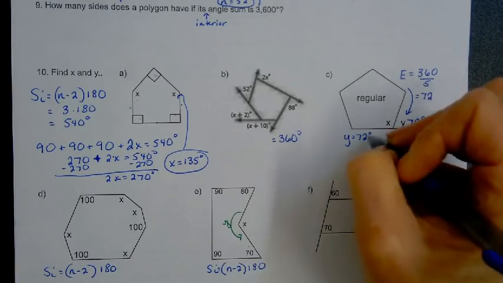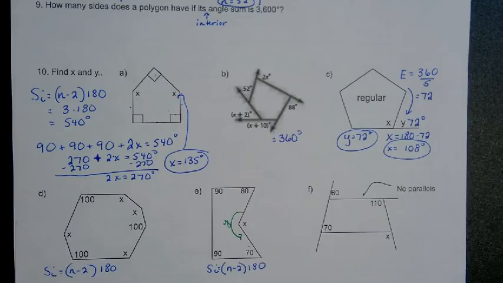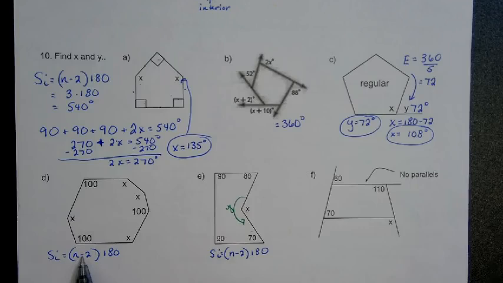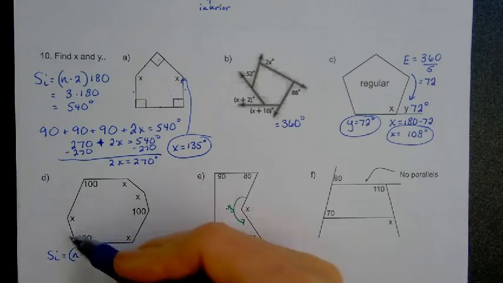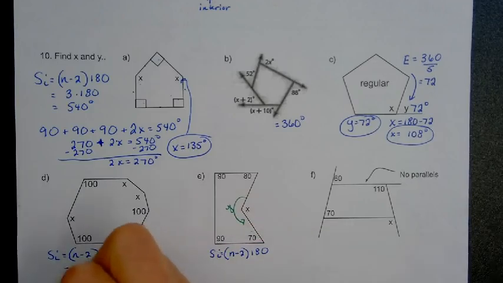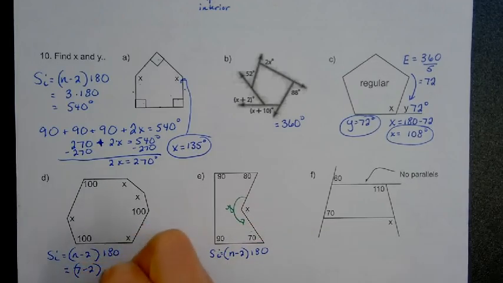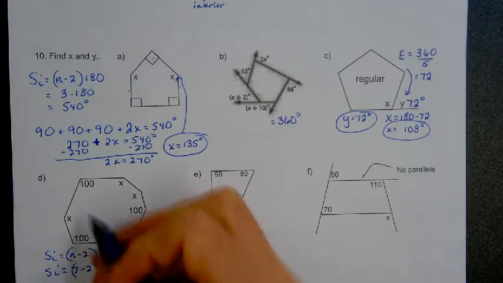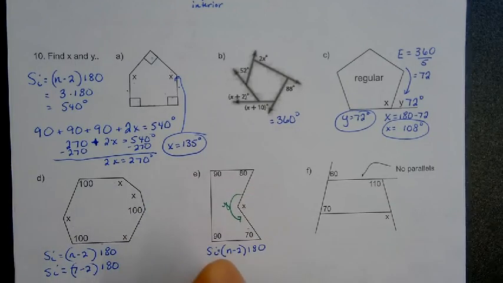Okay, letter D, find the interior angle sum here by using the number of sides, which is 1, 2, 3, 4, 5, 6, 7. So we'll use 7 in here and evaluate this for the interior angle sum. And then make your equation. So you have 100 plus 100 plus 100 plus 4x should equal whatever that interior angle sum is. And then solve that equation.